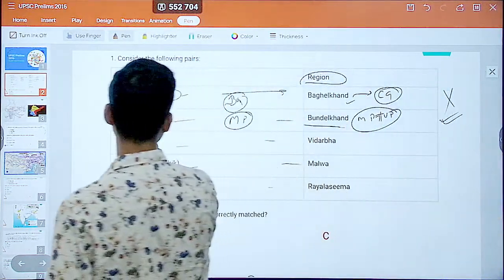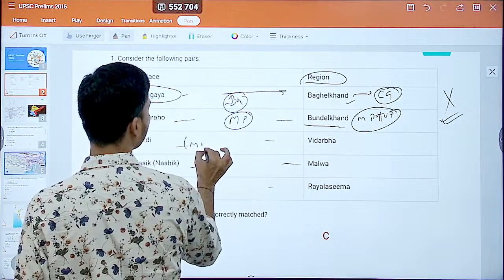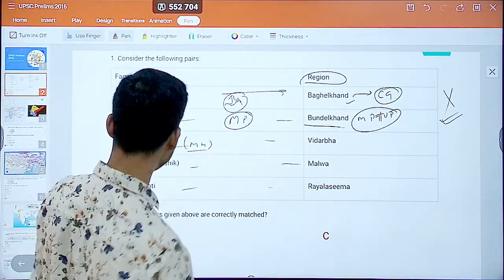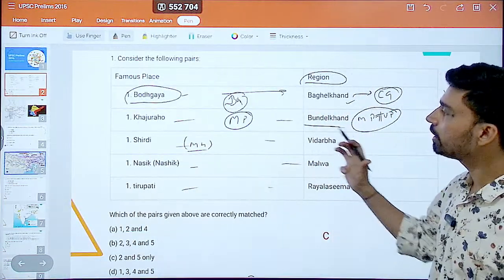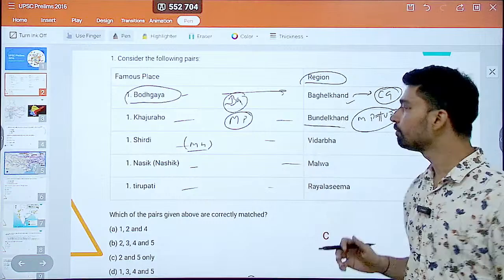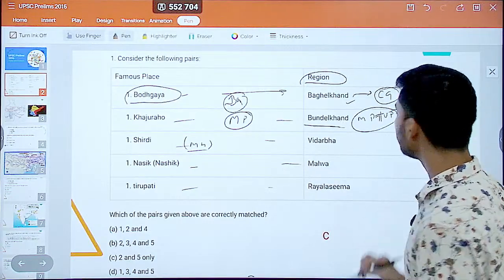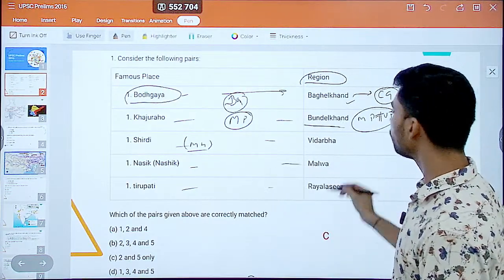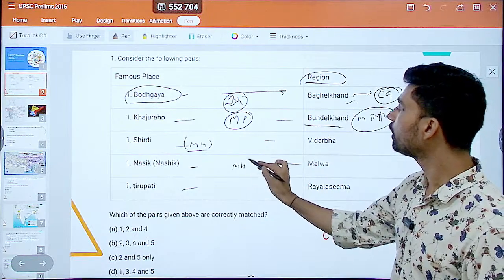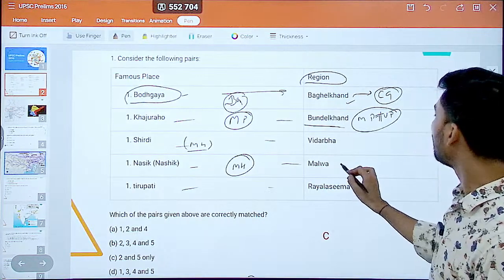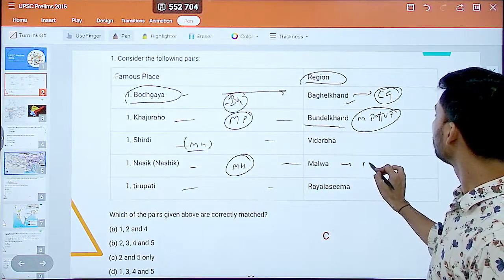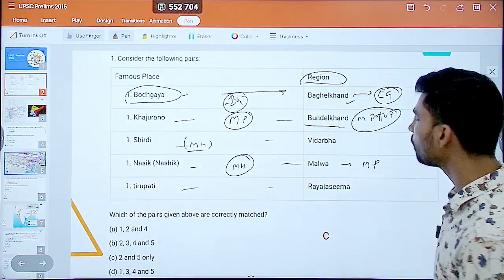Third is Shirdi. Shirdi, we know, is a well-known temple situated in the state of Maharashtra. Vidarbha region, on the other hand, is a dry region, so Shirdi is situated on the other side of the Western Ghats. That means this again becomes an incorrect option. Nasik is not part of Malwa, because Nasik is situated on the river Godavari in the state of Maharashtra, and the Malwa plateau is part of Madhya Pradesh. That means again this is an incorrect option.